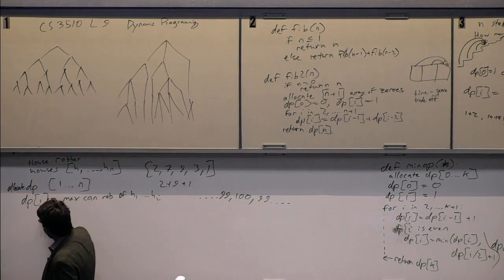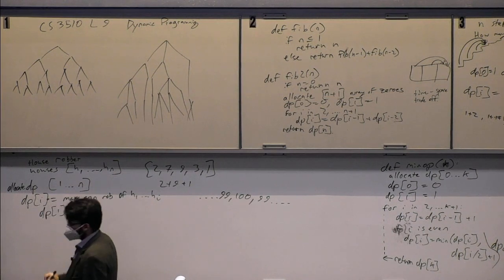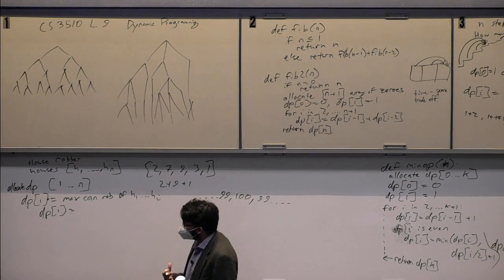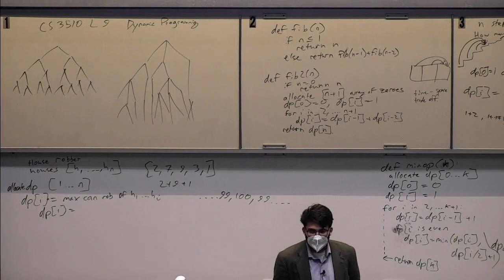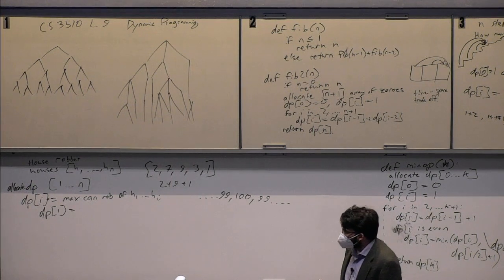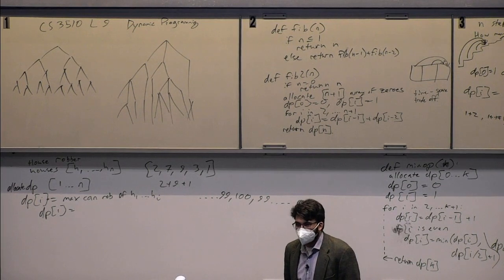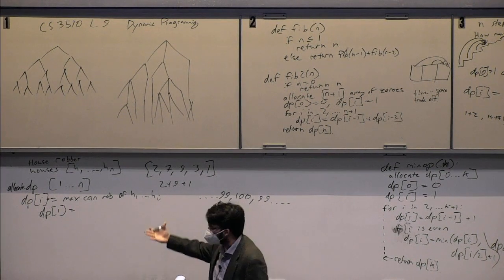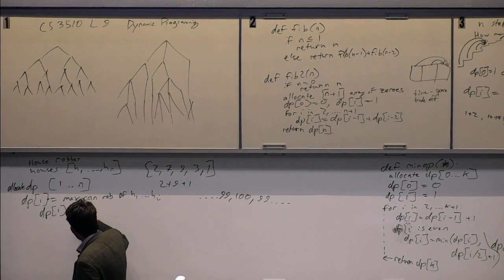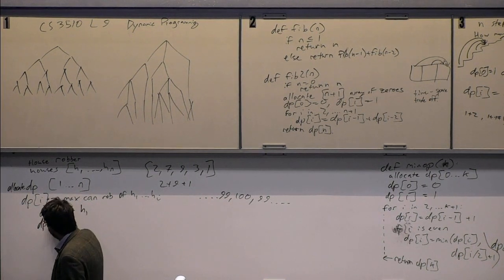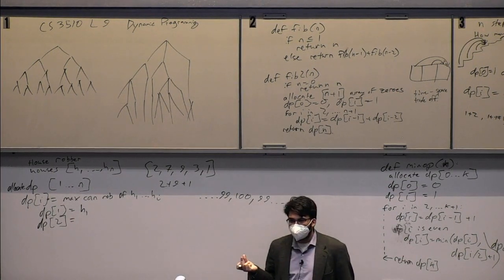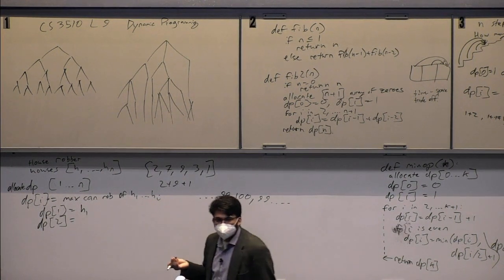What is DP of 1? By the definition of the memory structure, DP of I is the max you can rob from H1 to HI. So DP of 1 is the max you can rob of H1. So you choose to rob the house, always. You may also suppose the houses are positively valued, and you're not going to rob a house and go into debt. That doesn't make sense. So this is going to be H1, right? What about DP of 2? You are choosing the max you can rob of H1, H2. And what that means is you can either choose to rob H1 or H2, but not both, right?